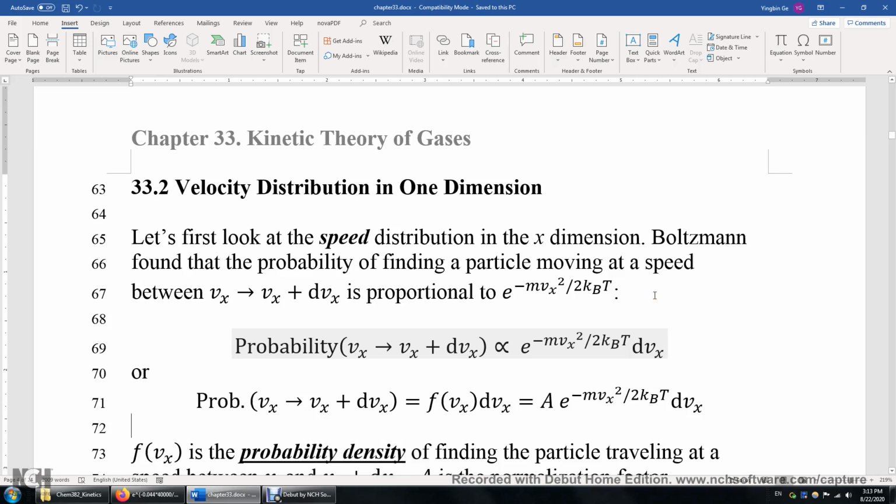Section 33.2, Velocity distribution in one dimension. Let's first look at the speed distribution of the gas particles in one dimension, the x dimension.